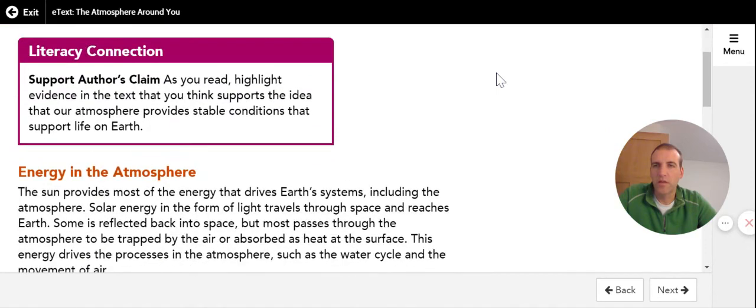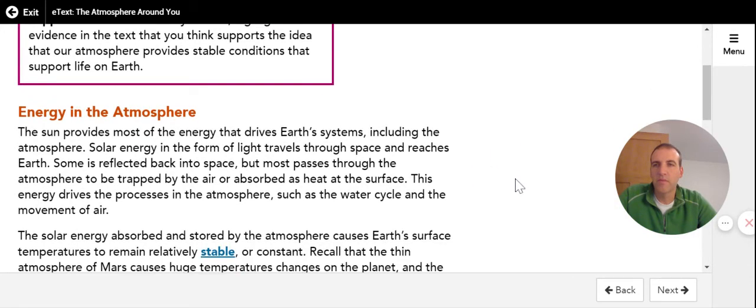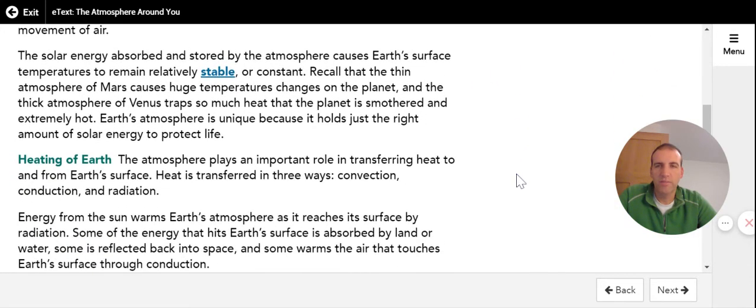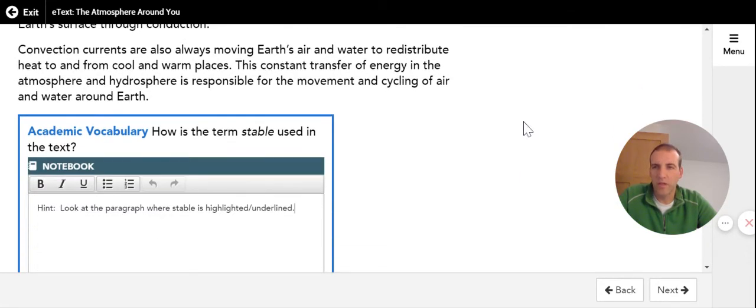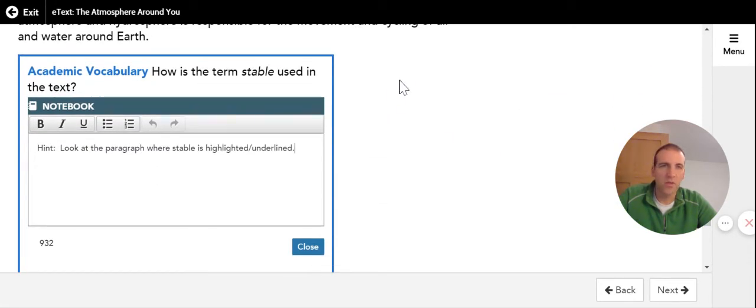On this page, there's some reading about energy in the atmosphere, talking about the sun and solar energy, and how that affects the atmosphere. Once you have read this page, there is a question related to academic vocabulary. It asks you, how is the term stable used in the text?